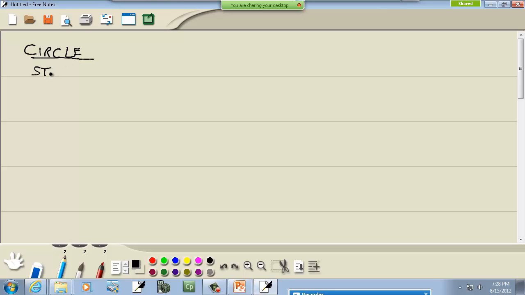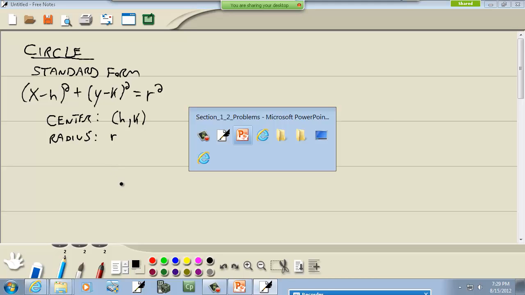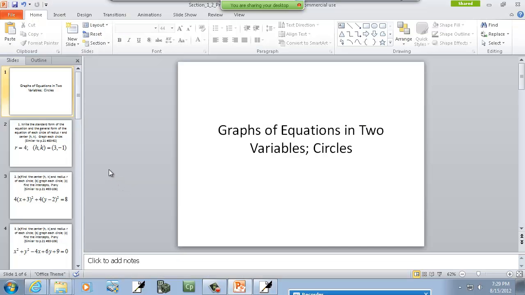We have our standard form, which is (x minus h) squared plus (y minus k) squared is equal to r squared. And if you have it in that form, then your center is going to be (h, k), and your radius is going to be r. So let's take a look at some problems revolving around this.